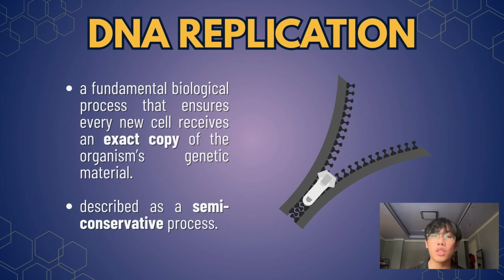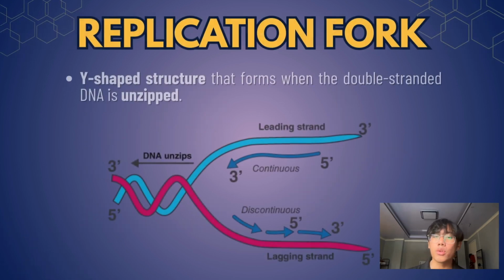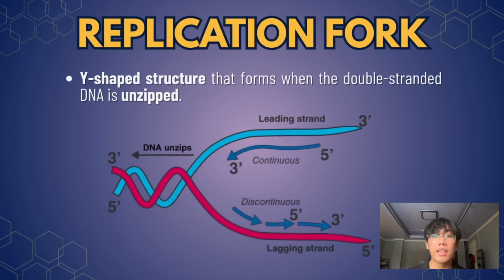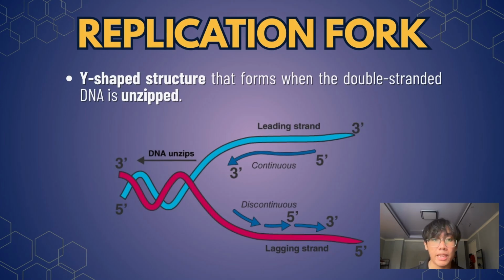This means that each of the two resulting DNA molecules retains one original or parental strand and one newly synthesized strand. Imagine it like a zipper. When you unzip it, you get two sides. DNA works similarly. It unzips into two strands. Then, each original strand serves as a template for building a new strand. So in the end, you're left with two zippers, each made up of one old half and one newly made half.